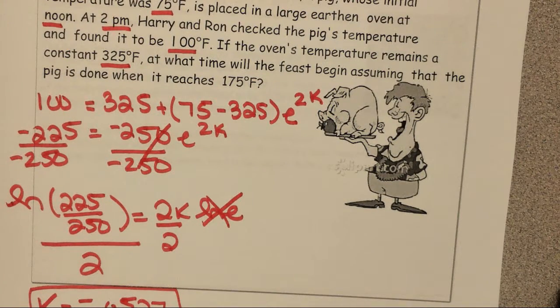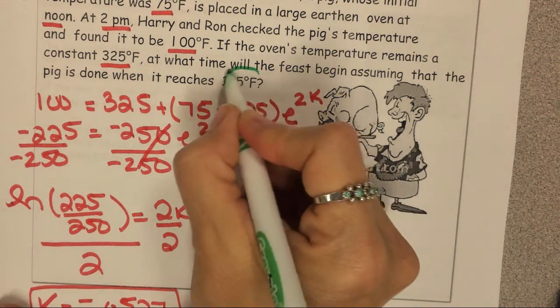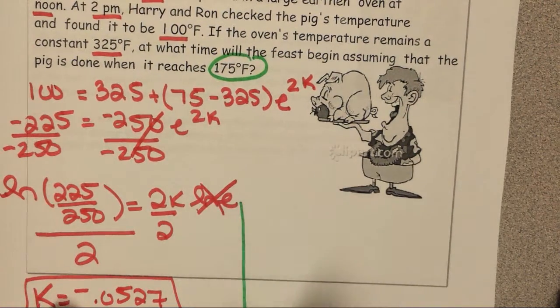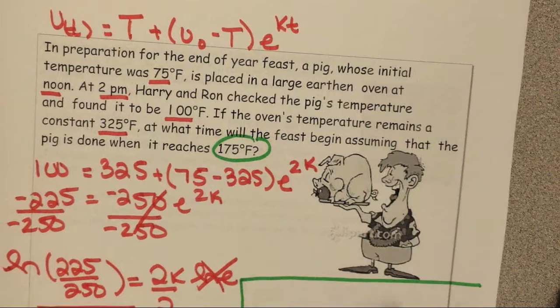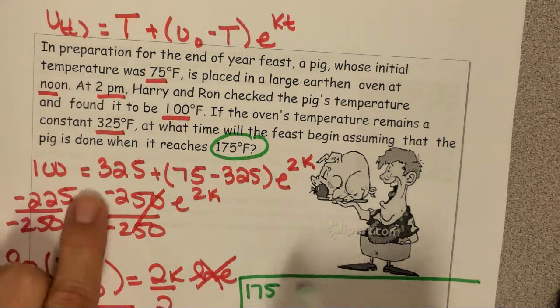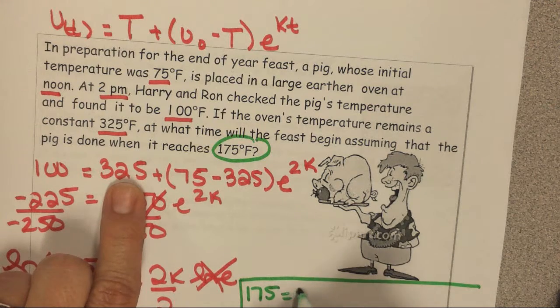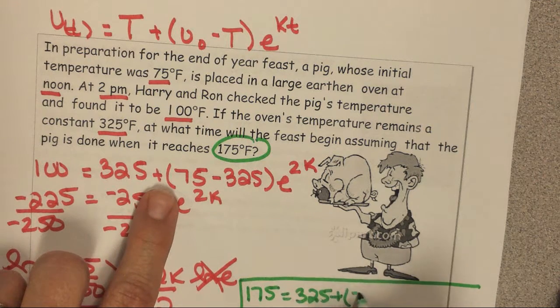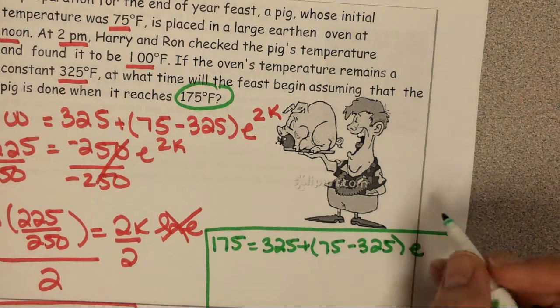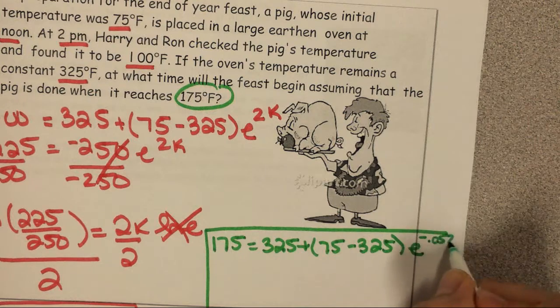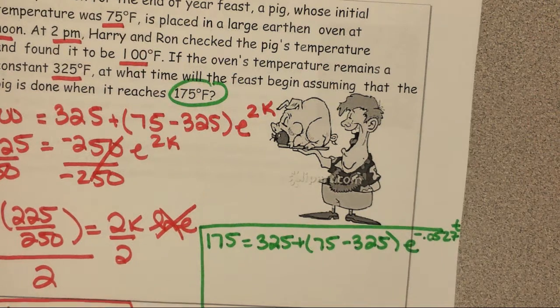So the question wants to know, if the oven temperature remains 325, at what time will the feast begin, assuming the pig is done when it reaches 175 degrees? So I've got a new ending temperature, so we have a new problem. My new ending temperature, right where we had the UT, is going to be 175. And then everything else is just like it was before. So it equals the oven temp plus the original temp minus the oven, times E to the, now I have my K, negative 0.0527 T, because now I'm looking for the time.